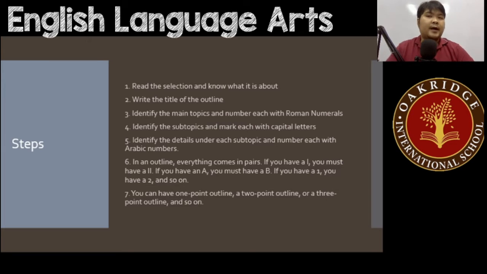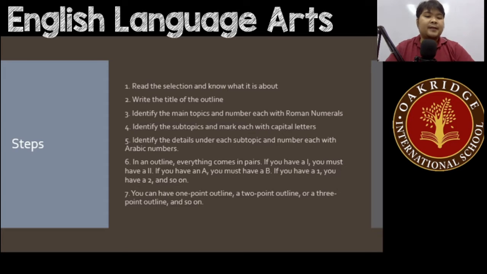So for example, you have a topic like states of matter. And then you have the main topics. You have the three basic states: the solid, the liquid, and the gas. So that's Roman numeral 1, Roman numeral 2, Roman numeral 3.